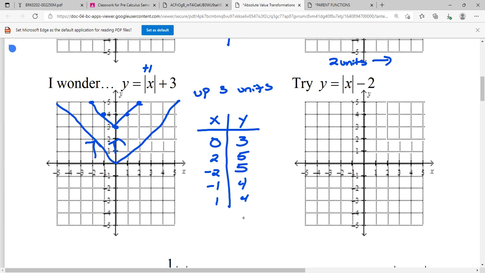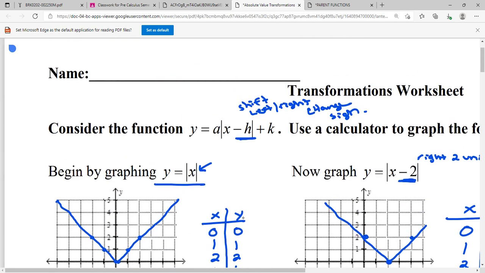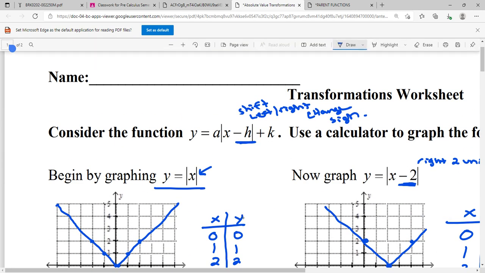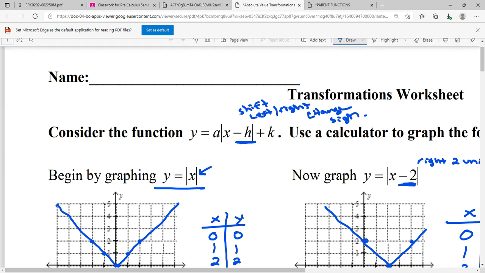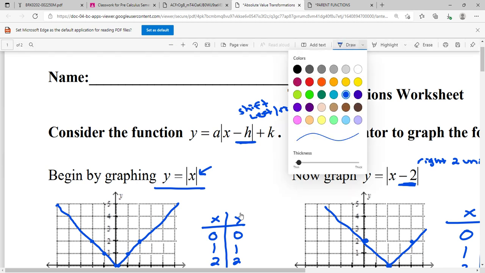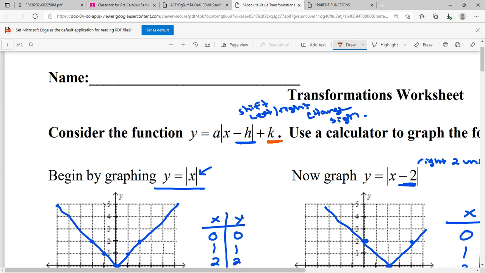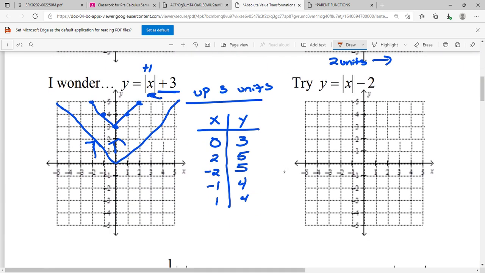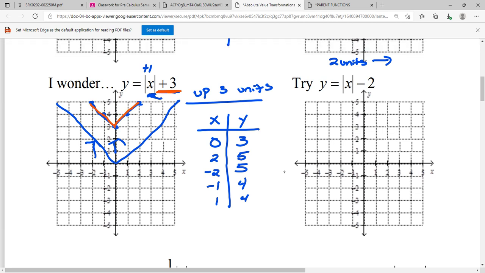Okay, so this plus 3 outside of the absolute value sign, it's not in the absolute value sign, shifts us up 3 units. That part is the K right here. So let's change this to a different color. And now notice that our positive shift right here, our 3, is a positive number, and we went up. So we don't change the sign on that one. All right, let's try another one of those.